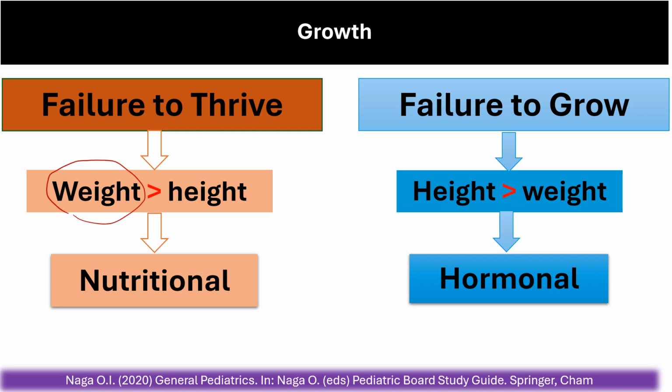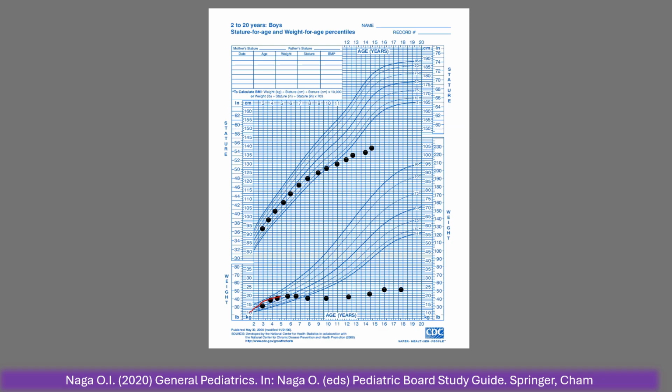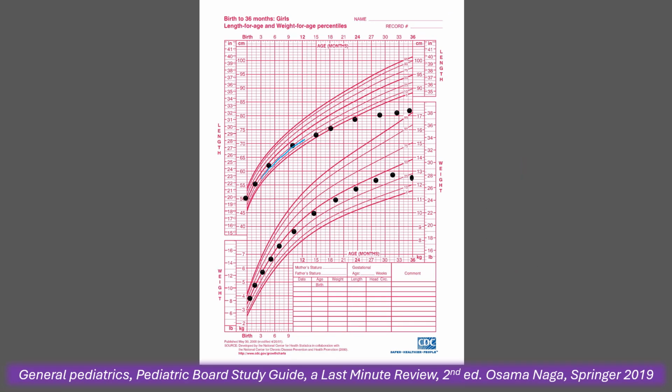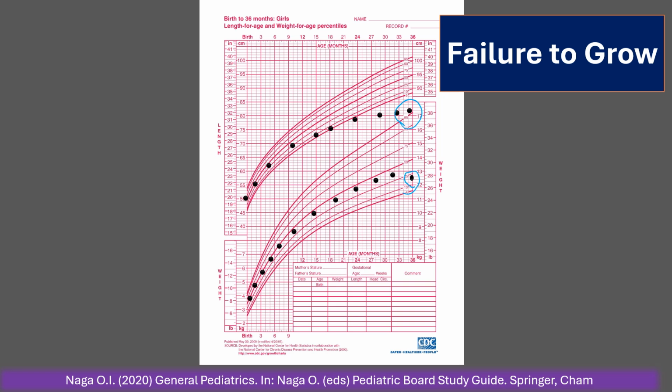If the weight is affected more than the height, the most likely cause is nutritional. Failure to grow: if the height is affected more than the weight, it is most likely hormonal. In this growth curve, you will see the percentile of the weight start to be affected between age 5 and 6 years, and here the height starts to be affected afterward. So the most likely cause here: failure to thrive, nutritional or GI problem. In this growth curve, you will see the decline here, and the height is more affected than the weight. The most likely cause is failure to grow, short stature, or endocrine problem.